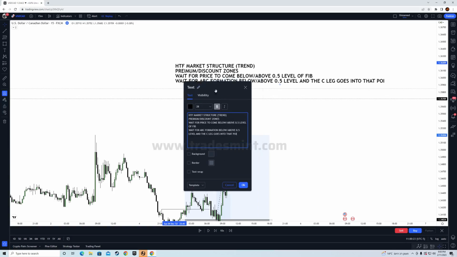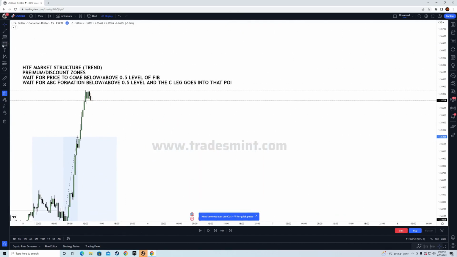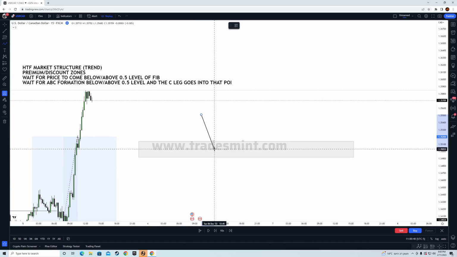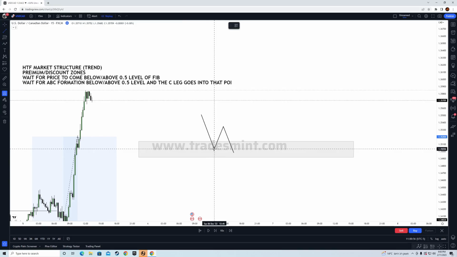Now, when I say that C leg must go into that POI, what can happen is the whole ABC setup can form in that POI. So it doesn't necessarily have to be the C leg, but if the ABC pattern occurs in that order block, let's suppose you have a POI marked out, and what can happen sometimes is price is going to touch this order block, push up, and then create an ABC pattern inside the order block, right? So it's going to look something like this. Boom, boom, boom, boom. Simple as that.